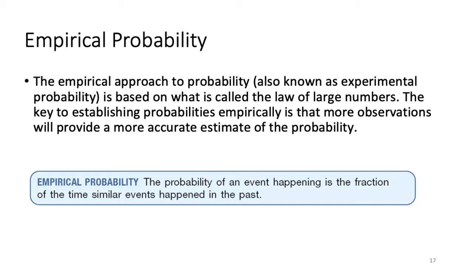Empirical probability, also known as experimental probability. This is based on what we call the law of large numbers. The key to establishing probabilities empirically is that more observations will provide a more accurate estimate of the probability. So empirical probability is the fraction of times similar events have happened in the past. Let's have a look at an example.